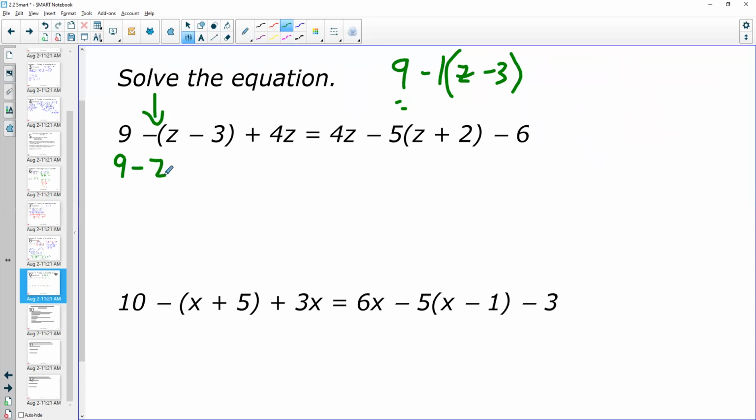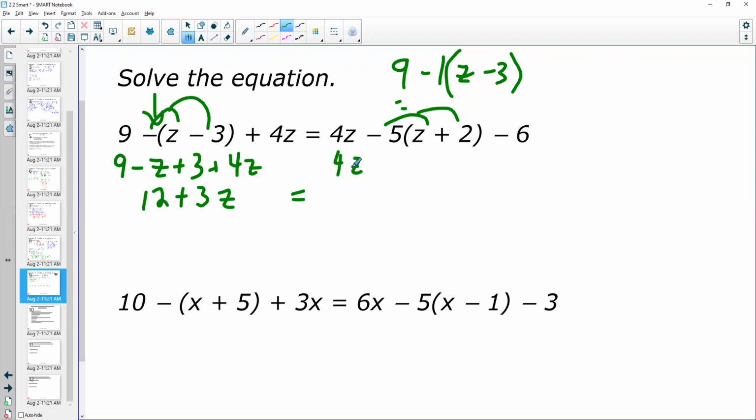So I'm going to get 9 minus z plus 3 plus 4z. So then on the left, I get 9 plus 3 is 12. Negative z plus 4z is 3z. All right, on the other side, let's see what happens. To distribute the 5, so I get 4z minus 5z minus 10, because remember the sign belongs to the thing behind it, minus 6. So 4z minus 5z is negative z. Negative 10 minus 6 is minus 16.